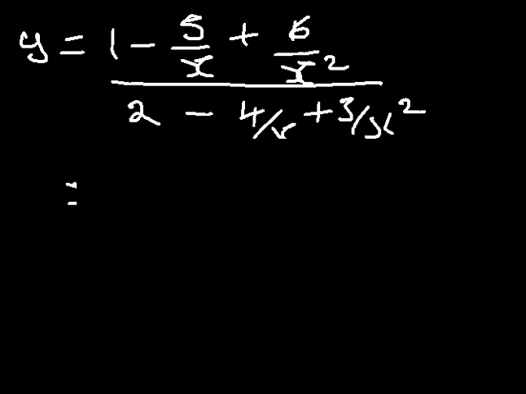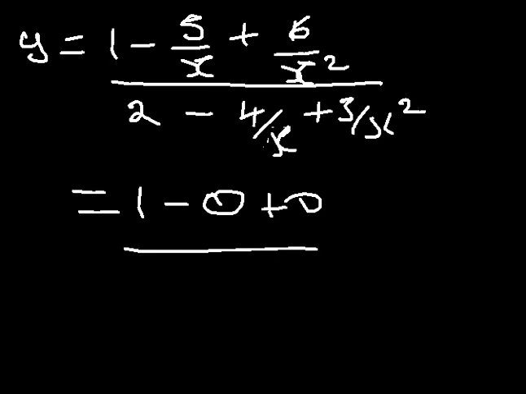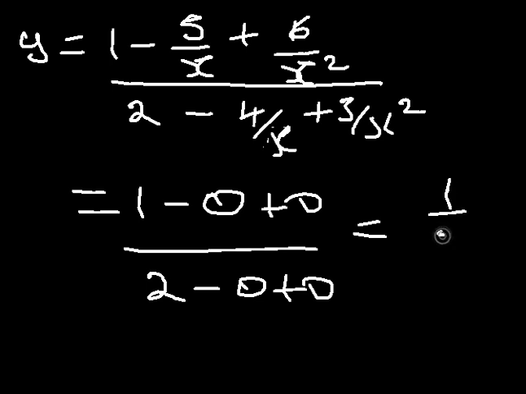In this case we'll assume that the x value is approaching the very largest number. It means any number divided by the largest number corresponds to 0.000 something, which is the same as 0. So wherever there is something over x, it is the same as 0. So we'll have 1 minus 0 plus 0 over 2 minus 0 plus 0. So the horizontal asymptote is given as 1 over 2. That's how we find the horizontal asymptote in that case.